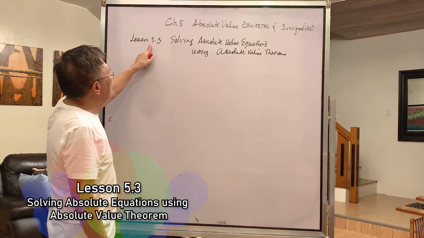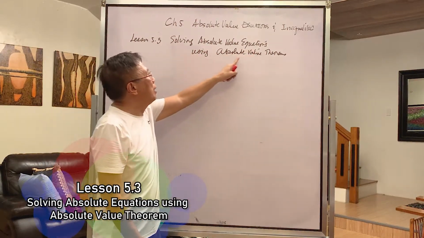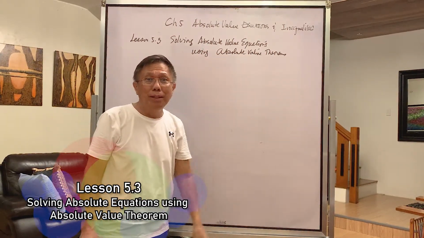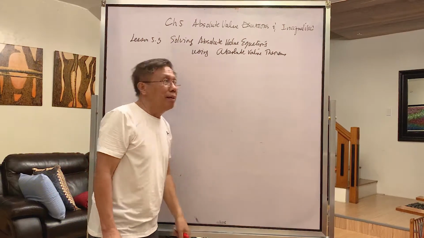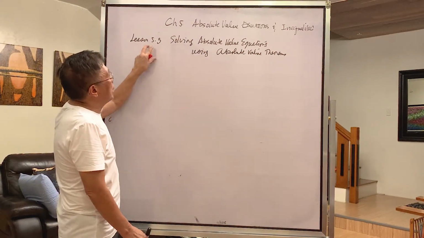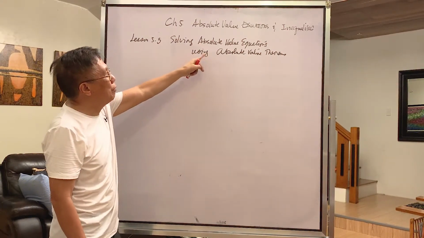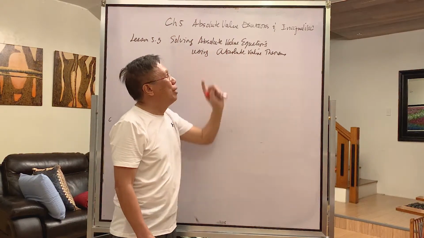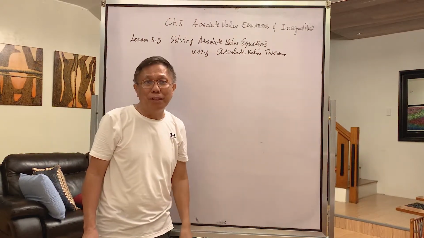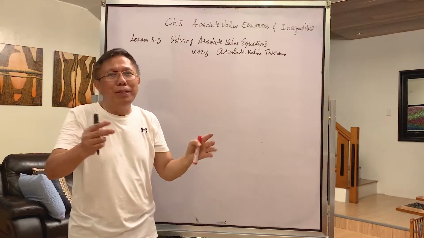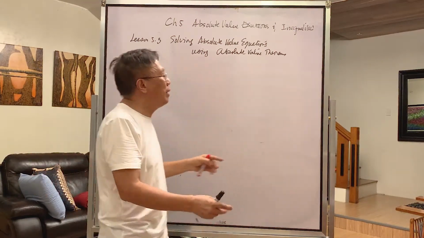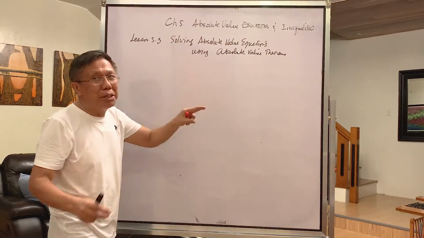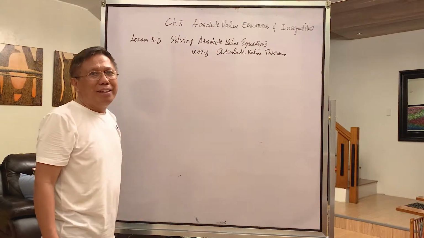Lesson 5.3 will be solving absolute value equations using absolute value theorems. Okay, so that's our objective. Let's find the solution set of an absolute value equation using the absolute value theorem. Remember that a theorem always simplifies a definition. So hopefully, this one will be simpler than what we had previously.